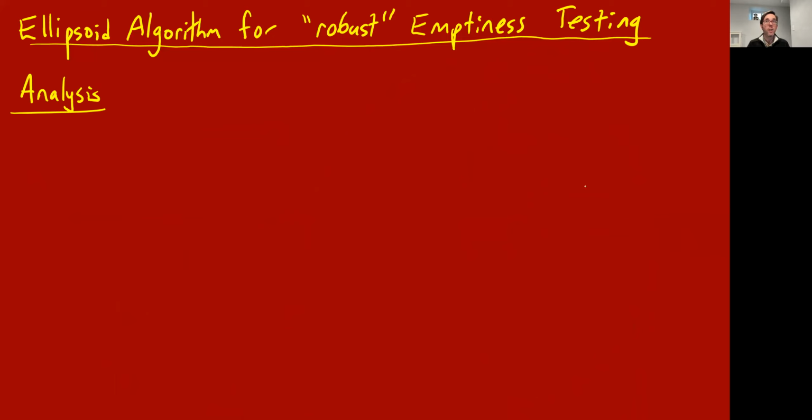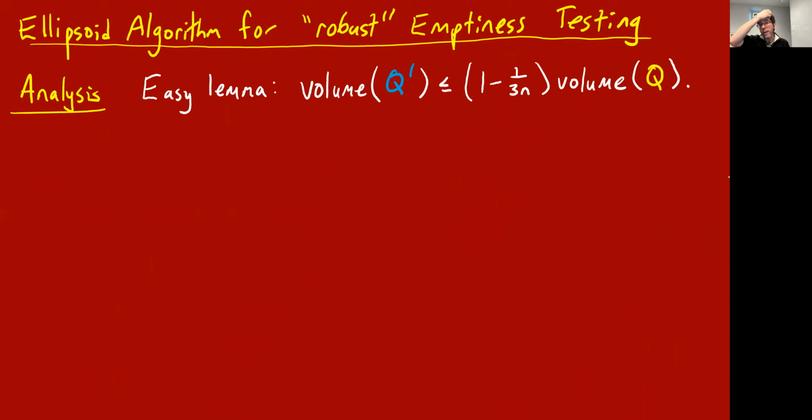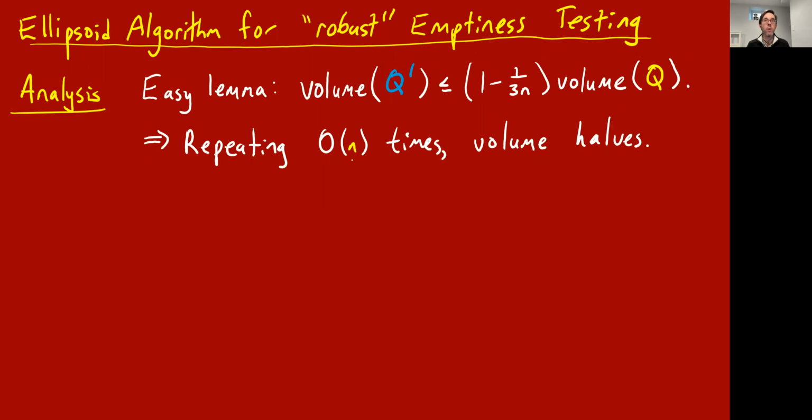Okay, so let me tell you about the analysis. There's a very easy lemma, which I won't prove, but it's easy when you write down a little bit of analysis about this Q prime. It says that the volume of Q prime will always be a little bit smaller than the volume of Q. It'll be smaller by at least a factor of 1 minus 1 over 3n, where n is the dimension. It's not hard to prove. And that's great, because it means if you repeat this algorithm order n times, then the volume will go down by like (1 minus 1 over 3n) to the power of n.